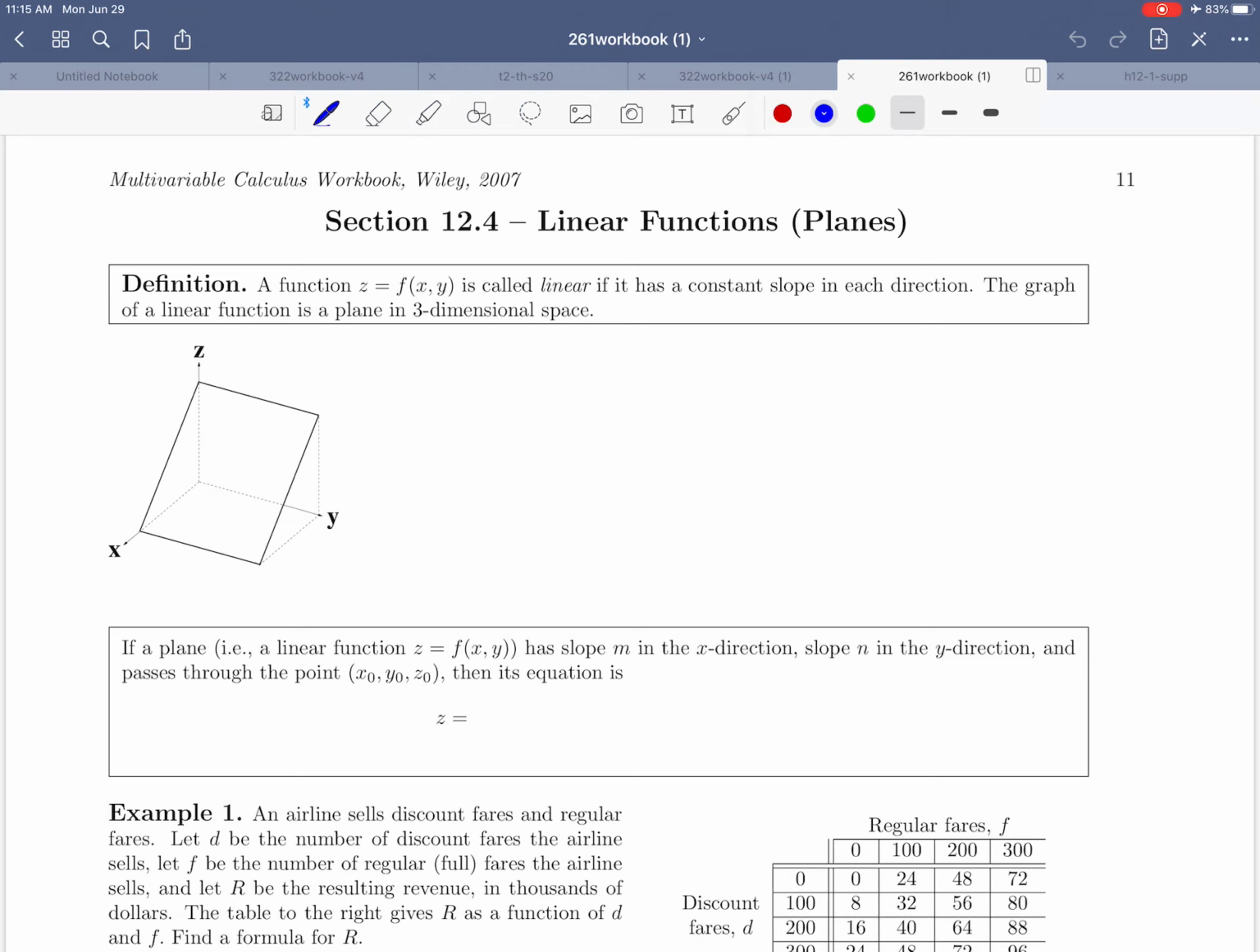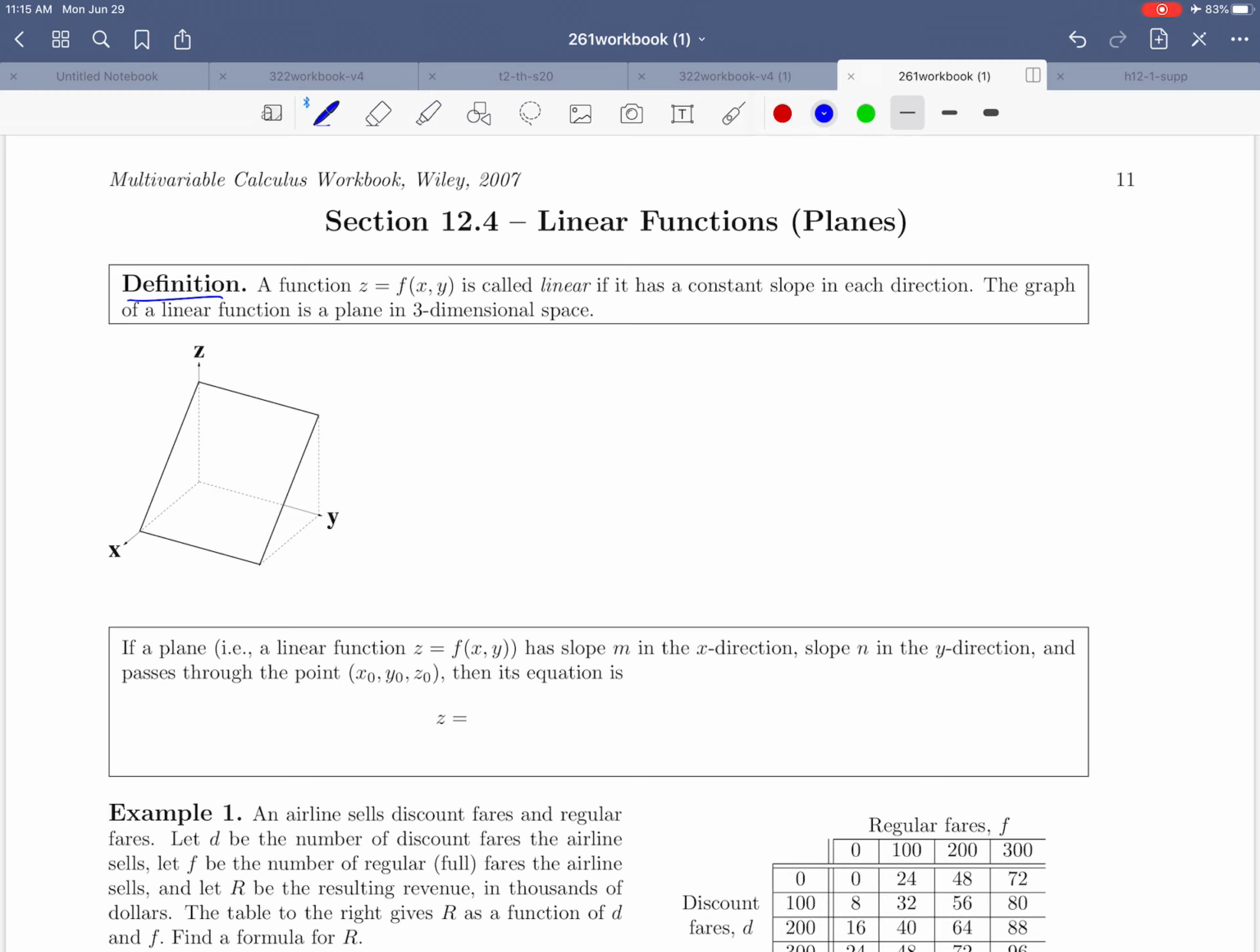Okay, so what we'd like to be able to do in this section is to be able to describe and recognize a plane, basically. We're going to talk about various ways of writing the equation of a plane and various properties that planes have. Okay, so let's get started here with a definition.